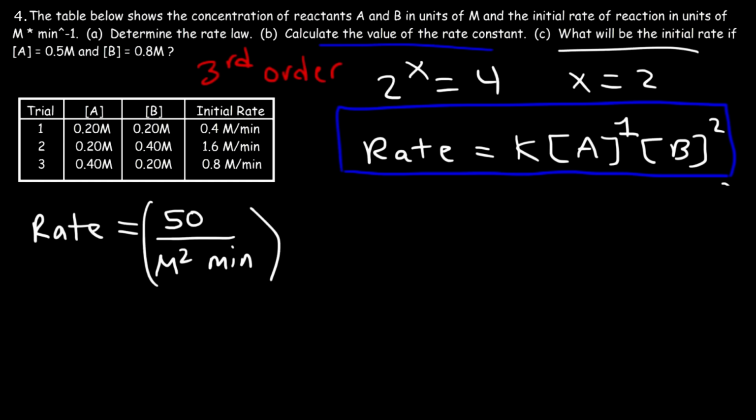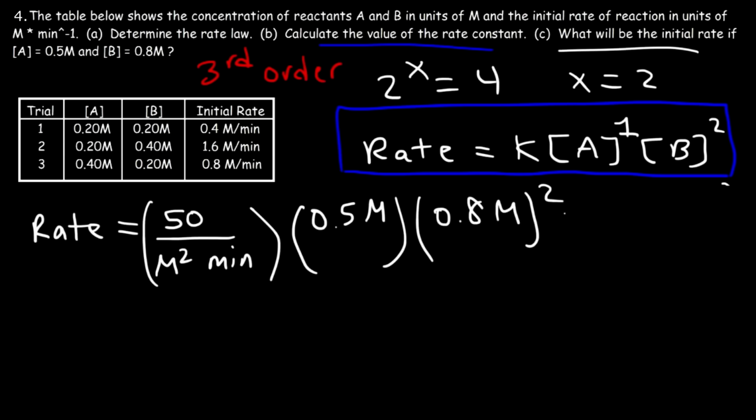So that's K, and then the concentration of A is what we have here, 0.5 m, and the concentration of B is 0.8 m squared. So 50 times 0.5 times 0.8 squared will give us a rate of 16. Now m squared will cancel, and so the units for rate will be what we have here, molarity per minute. And so it's 16 molarity per minute, or moles per liter per minute. You can describe it either way.